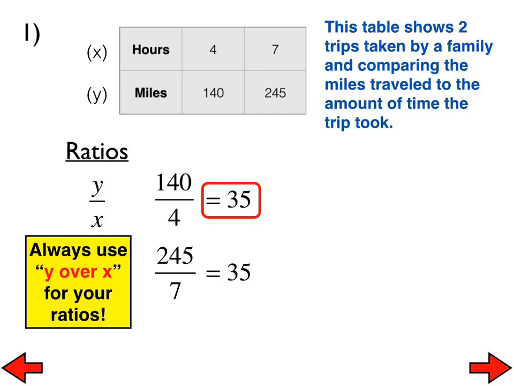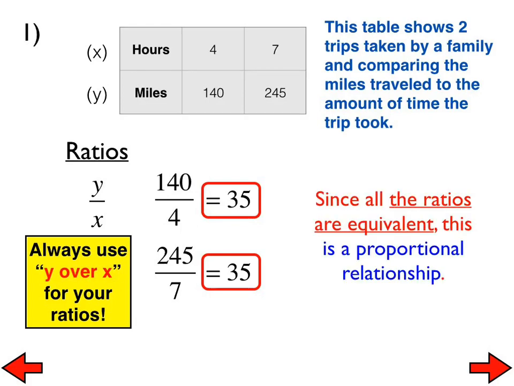Okay, so since 245 over 7 also simplifies to 35, that means those two ratios, 140 over 4 and 245 over 7, are equivalent to each other. And since they are equivalent, that is a proportional relationship. Can you write that down, please?